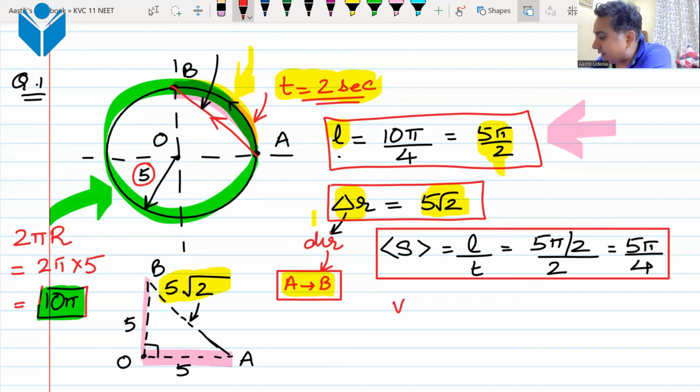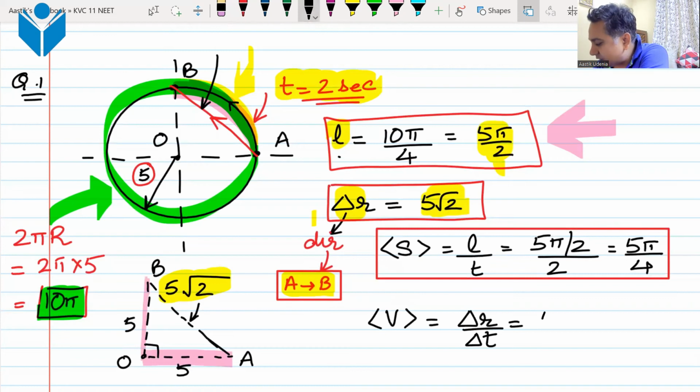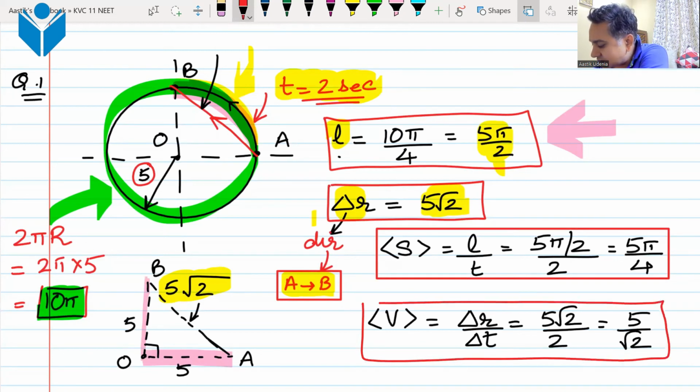Then I find the average speed. How do I find the average speed? Average speed we have found out. I find the average velocity, total displacement divided by total time. Total displacement is 5 root 2. We have already calculated it. Hypotenuse divided by total time is 2. So I divide them and I will get 5 by root 2. That is the answer for average velocity.